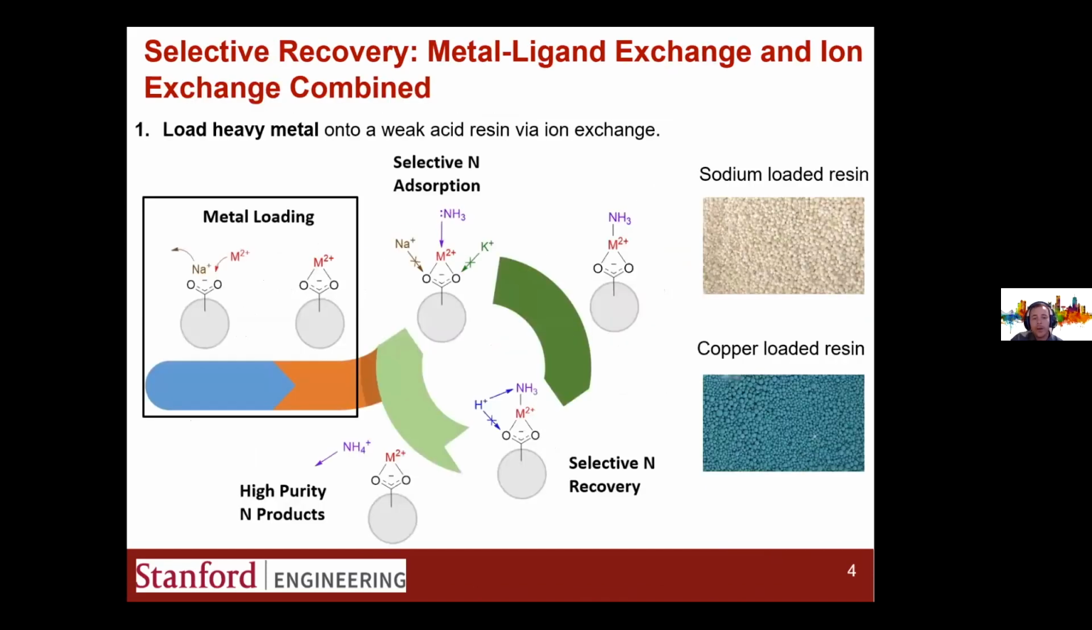To that end, we developed nitrogen selectivity by replacing ion exchange in these materials with metal ligand exchange. So first, we occupy every anionic site through regular ion exchange with a high affinity transition metal that's capable of inner sphere Lewis acid-base type bonding with nitrogen lone pairs. And a metal like that could be copper or zinc, for example. And the photos on the right show the before and after for copper loading.